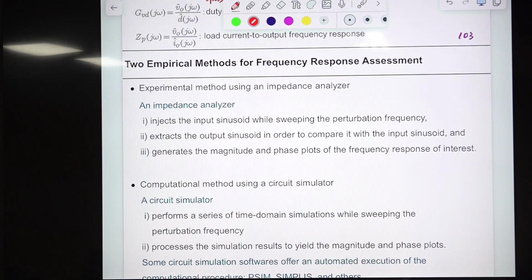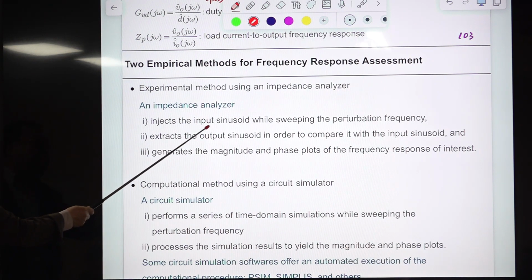Okay, so I'll provide you a direct and fast way of elevating your intellectual level on power electronics. So there are two empirical methods. Empirical means not theoretical, not analytical, just doing some experience. One is using an impedance analyzer, and this is the function of an impedance analyzer.